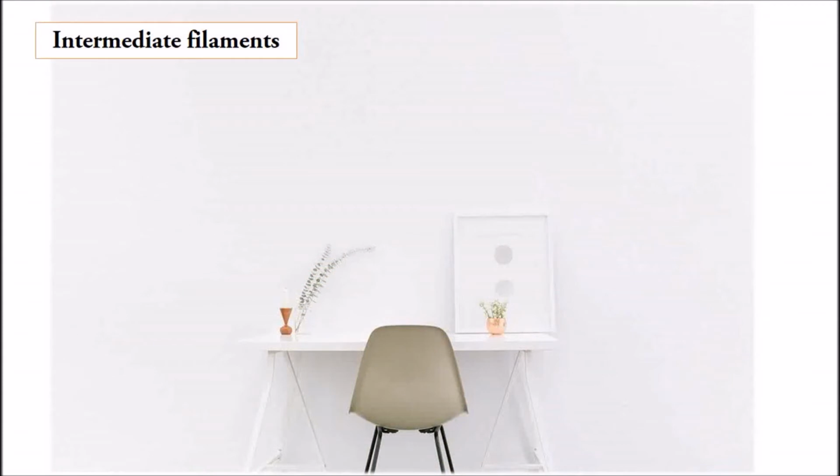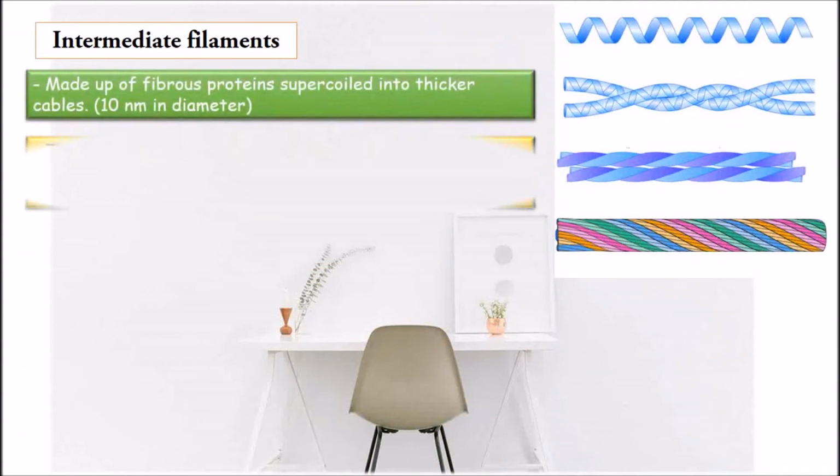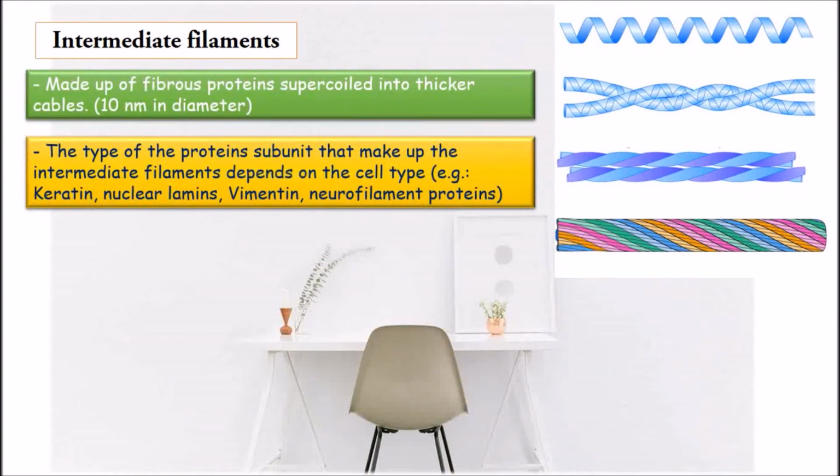Intermediate filaments. Fibrous proteins supercoiled into thicker cables contribute to form intermediate filaments. They are about 10 nanometers in diameter. These filaments are more stable than microfilaments. The type of protein subunit that makes up the intermediate filaments depends on the cell type. Some of the proteins are, for example, keratin, nuclear lamins, vimentin, neurofilament proteins.